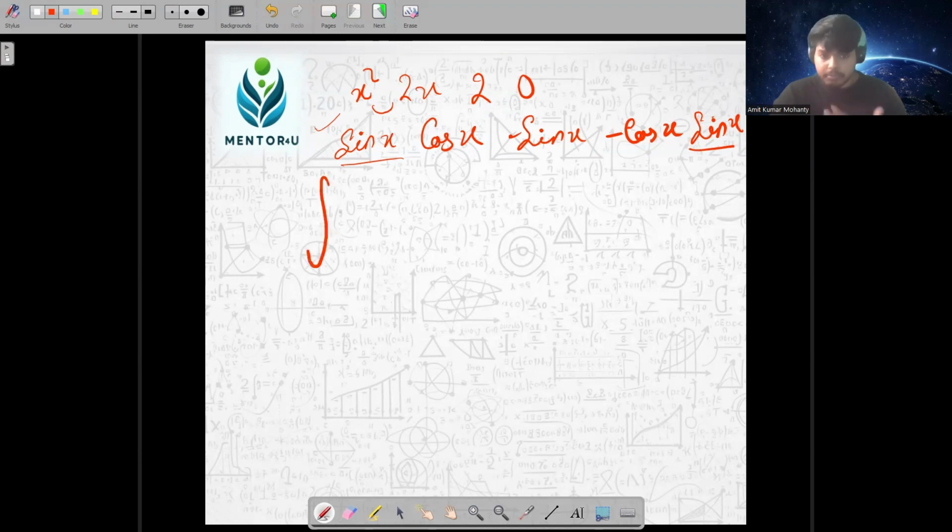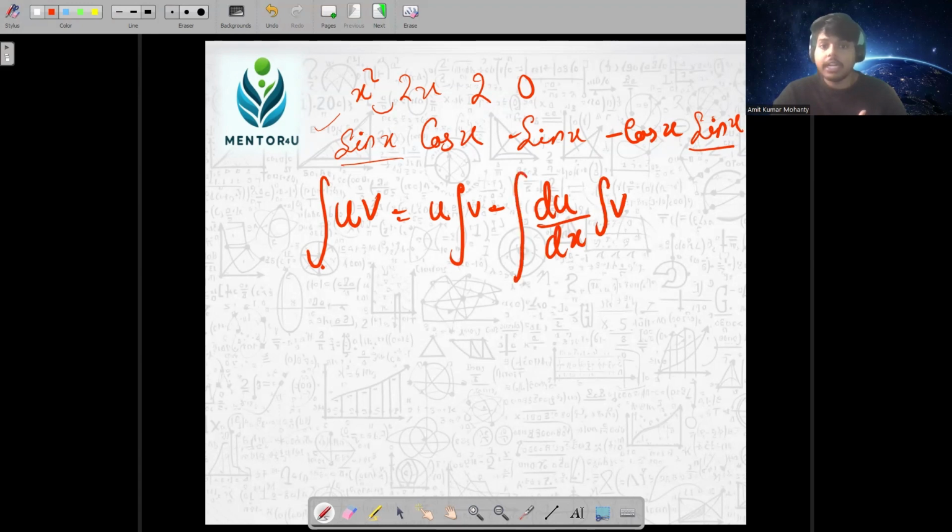So integration of uv equals, what is the formula? u into integration of v minus the integration of differentiation of u, let's say in terms of x, du by dx, multiplied with integration of v. So first, keep u as it is, multiplied with the integration of v, minus differentiate u, then multiply with the integration of v. After getting the new product, which is the differentiation multiplied by the integration, now integrate the whole value. Clear? That is the formula of integration by parts.